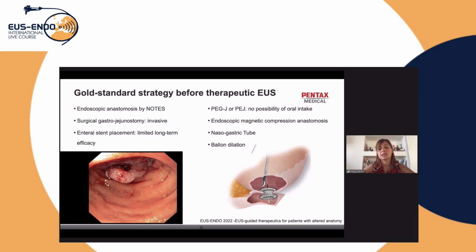However, we know that sometimes it's difficult to place a stent, usually in the jejunum or in the third duodenum, and the long-term efficacy of the stent is limited because the need of intervention is higher, and also the relief of symptoms is not so good. There are also some short-term possibilities like a nasogastric tube, the PEG-J, or the balloon dilation, but they are short-term, and moreover for the patient, food intake is not allowed.